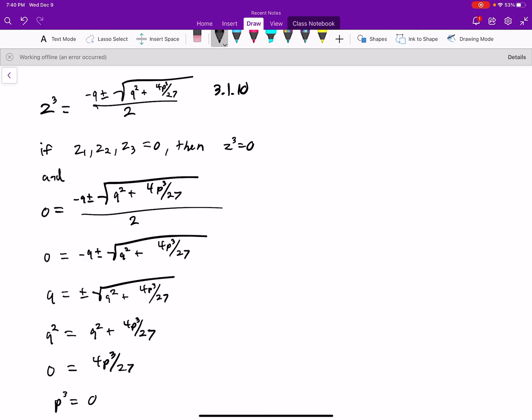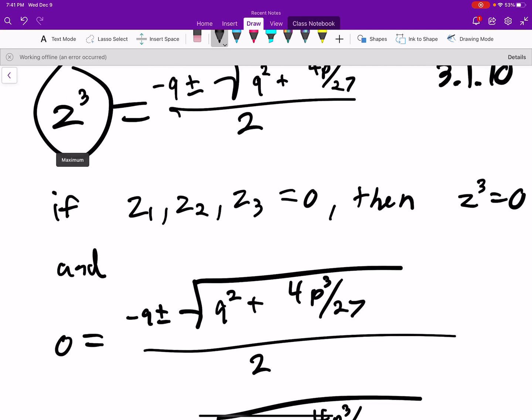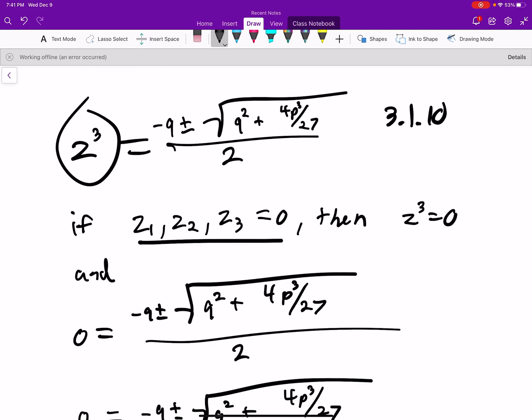Okay, we're looking at 3.1.10, and we prove that if all values of z in equation 3.5 are 0, then p equals q equals 0, and x cubed plus ax squared plus bx plus c equals (x plus a over 3) cubed. So first thing that we can do with this one is all values of z are 0. So all solutions to this are all 0. So that means z1, z2, z3 are all 0 right there.